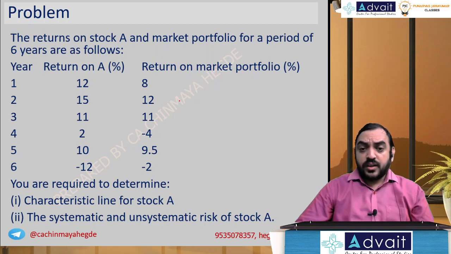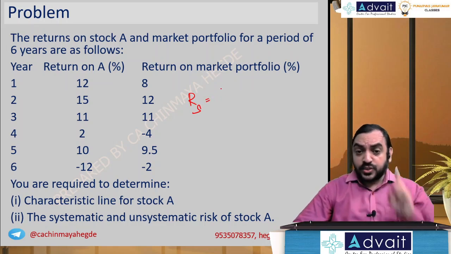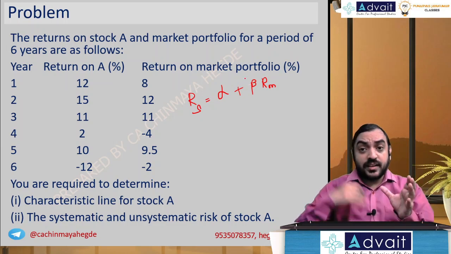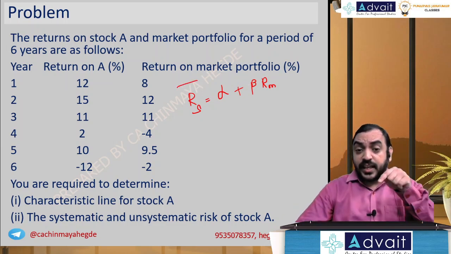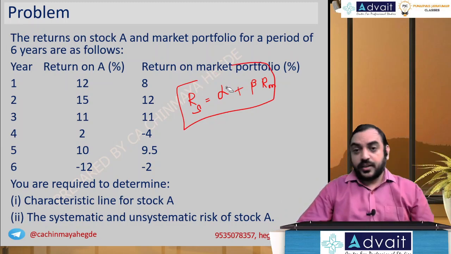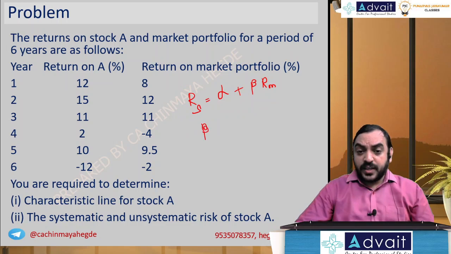What is the formula? Regression line: the return of a security is dependent on the market return, and that's going to be alpha, or a, plus beta into return of market. Previous theories talked about risk and return, but this line will talk about return and return, market return and security return. And how do you calculate beta?